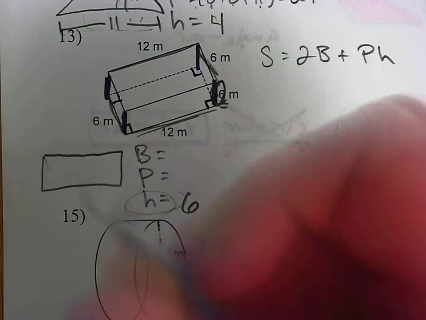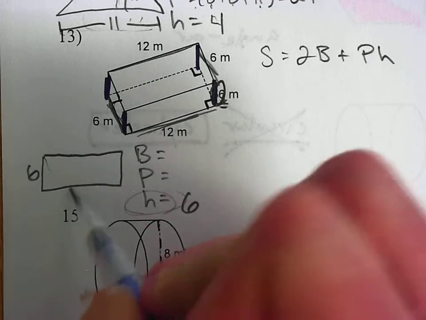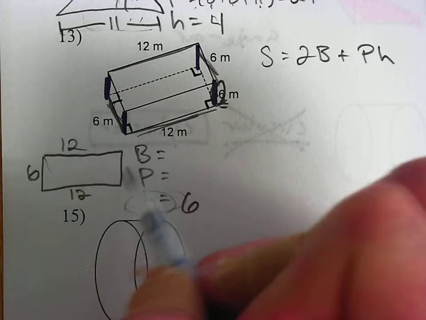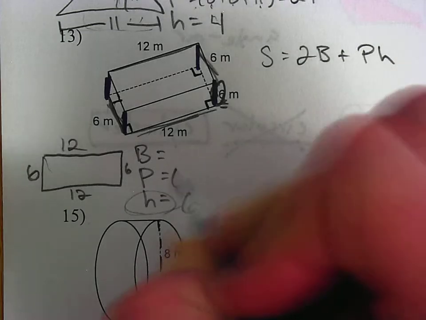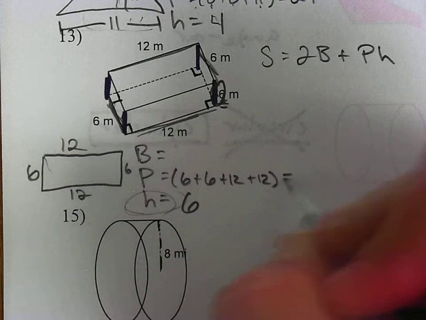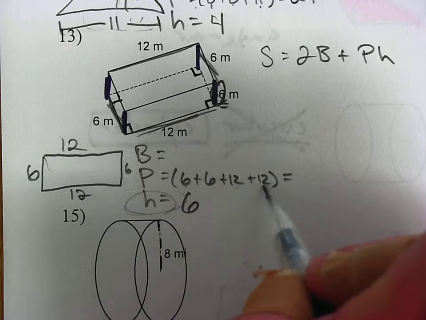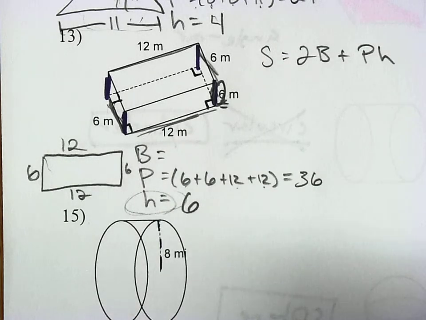So if we've got to find the perimeter, we're going to redraw our base. And we know that the width of the base is 6, and the length of the base is 12. And because it's a rectangle, the opposite sides are going to be congruent. So to do perimeter, we do 6 plus 6 plus 12 plus 12. We get 12 plus 2 more 12s. Well, that's just like 12 three times, which would be 36.